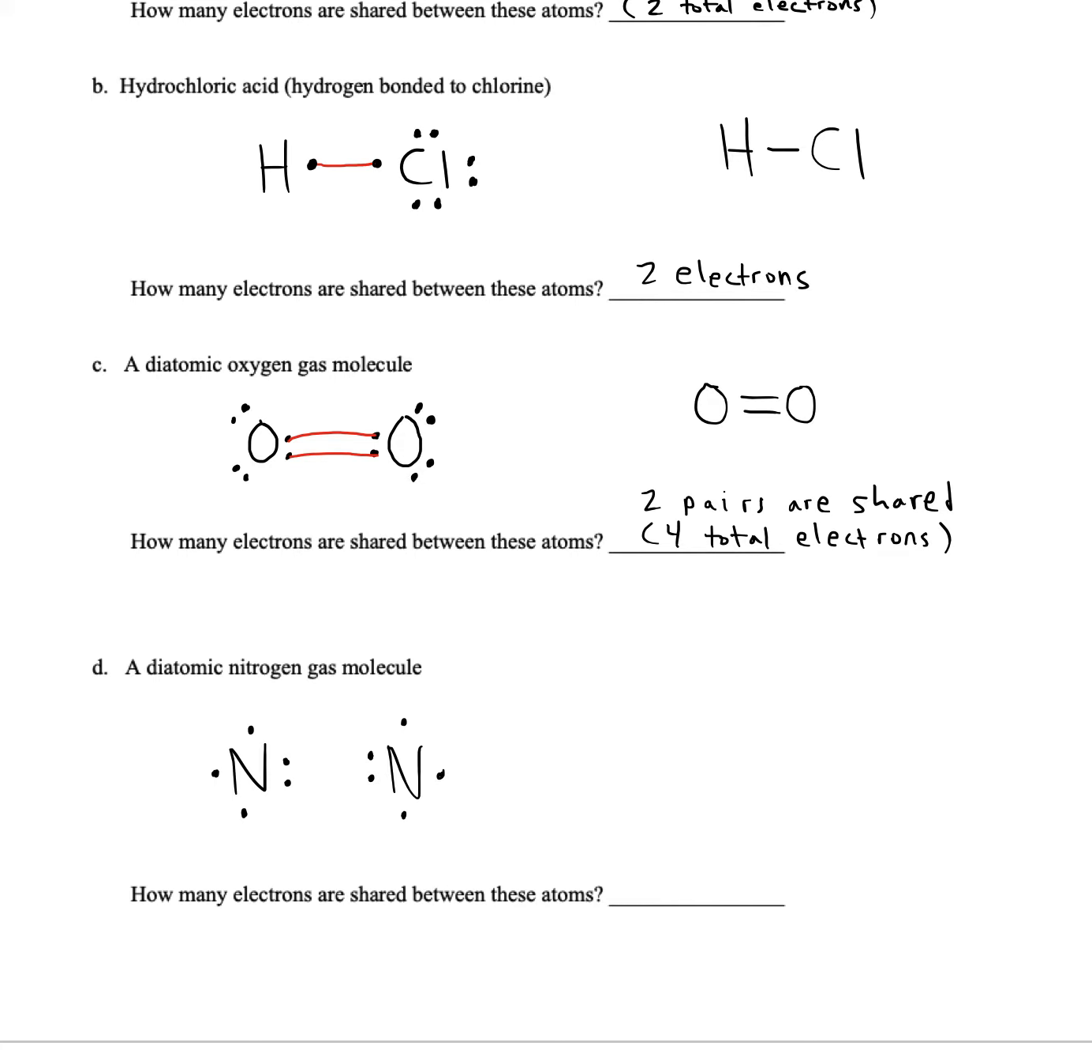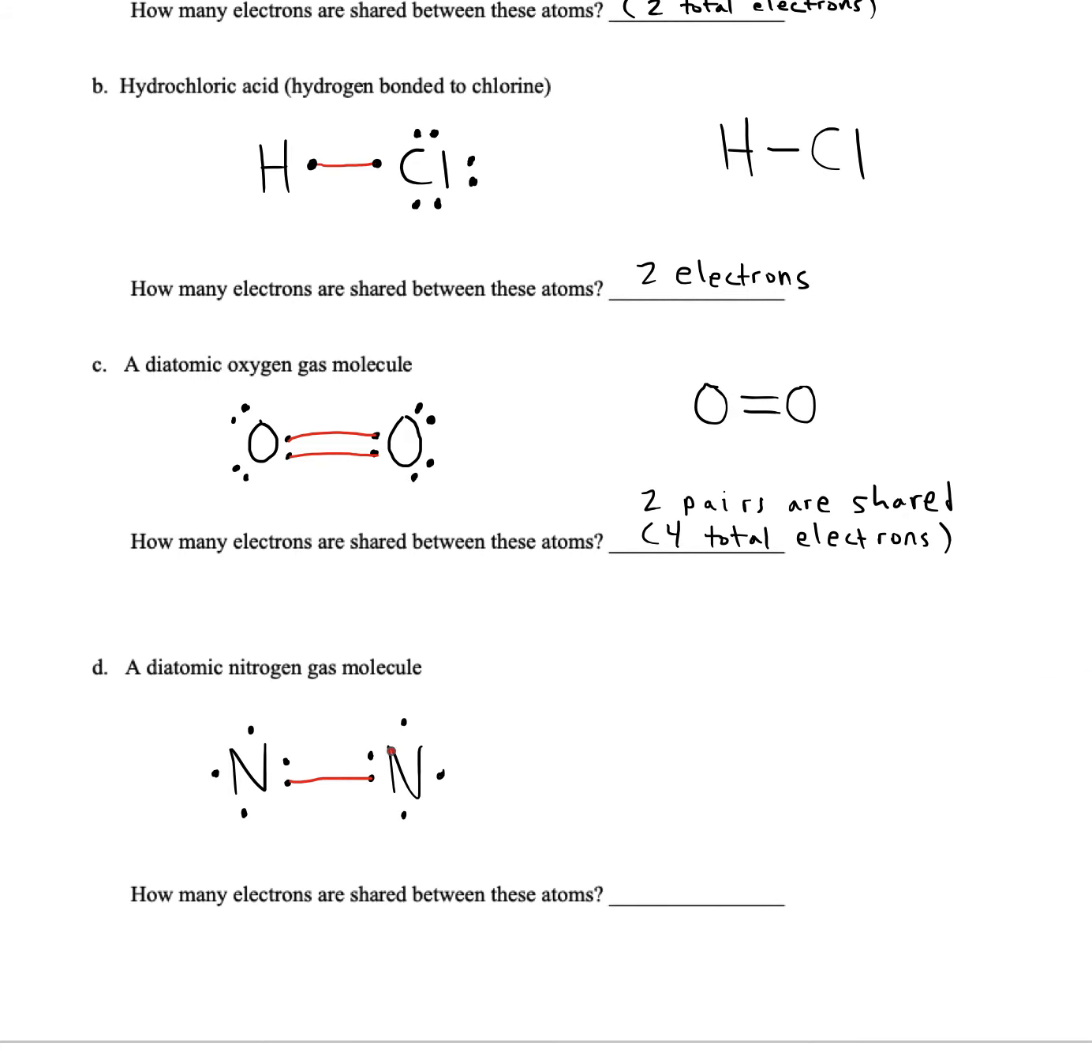Now nitrogen's only got 5 valence electrons around it, but it needs to be in contact with 8 total electrons in order to fulfill that octet rule. We can start by drawing one bond between the nitrogens, and that's good because now nitrogen is in contact with 1, 2, 3, 4, 5, 6 electrons, but it's still not enough.